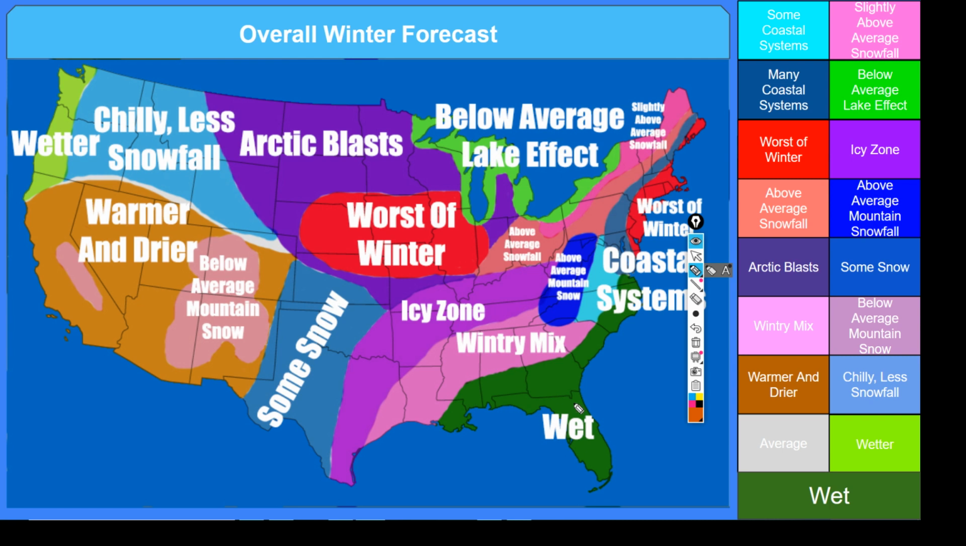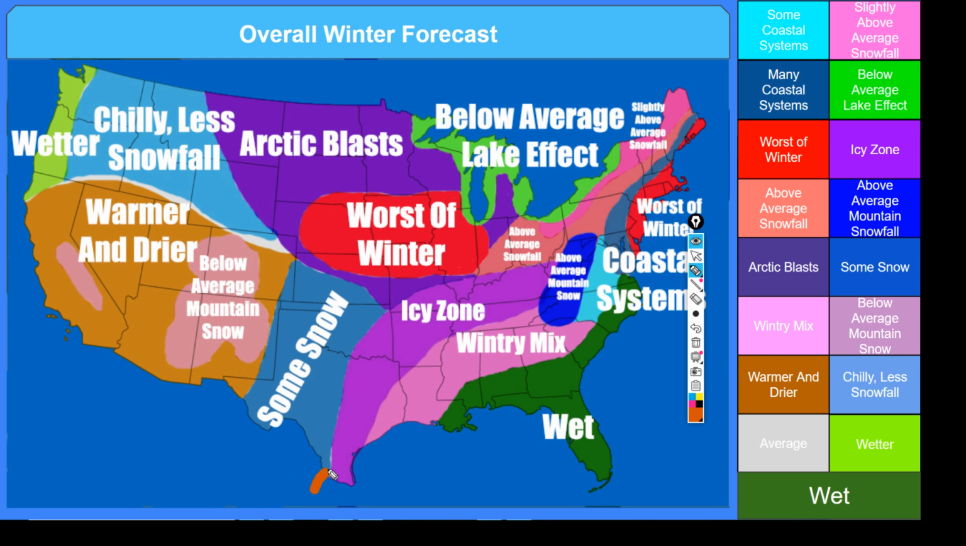We'll go from west to east. So we have wetter conditions for the coast of the Pacific Northwest. Then moving on, we have chilly and less snowfall for the Pacific Northwest, but not the coastal regions. Then we have warmer and dry conditions for all of the Southwest. And then for the Rocky region, we're going to be seeing below average mountain snow, as well as for the Sierra Mountains.